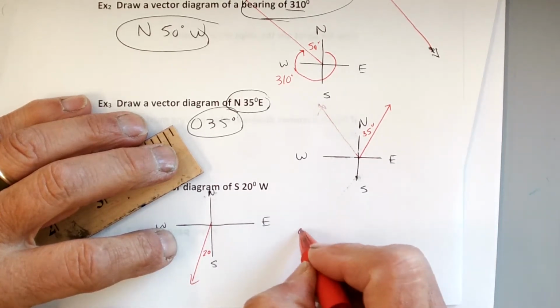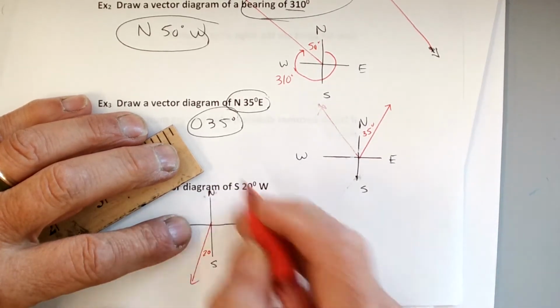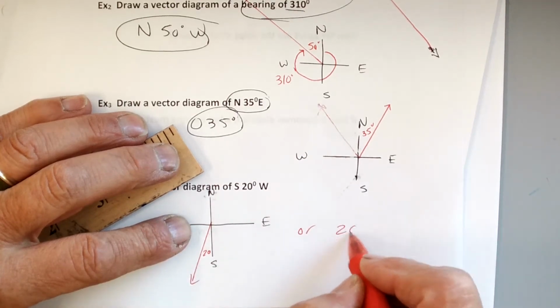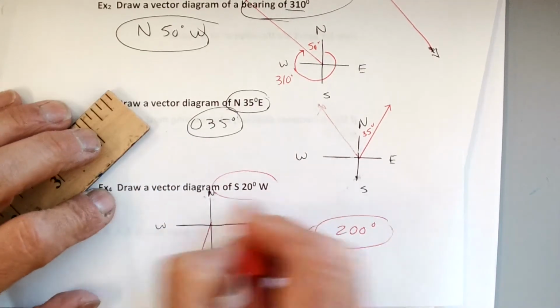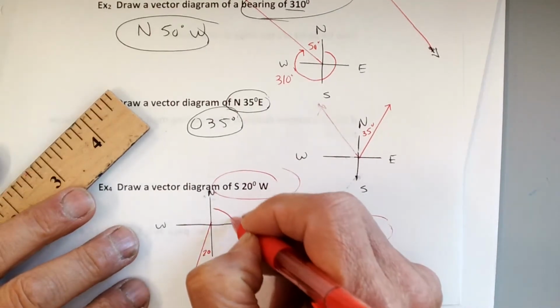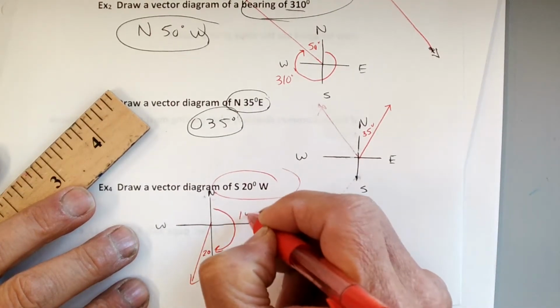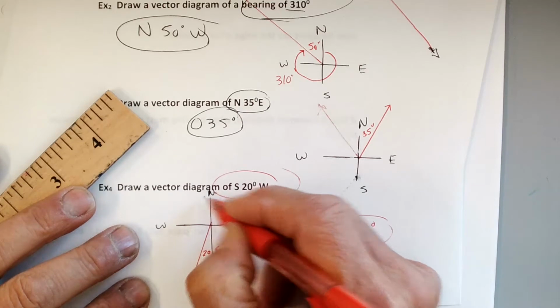Or we could call this 180 plus 20, or we can call it a bearing of 200 degrees. Okay, both are the same thing, because I got my 180 degrees from north to south plus 20.